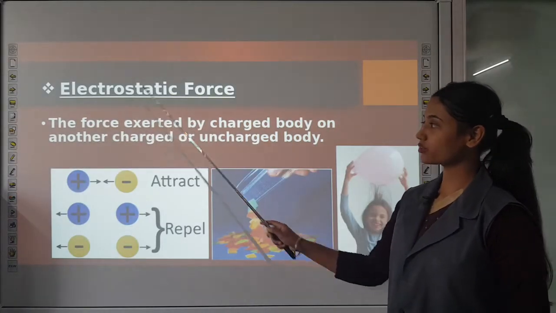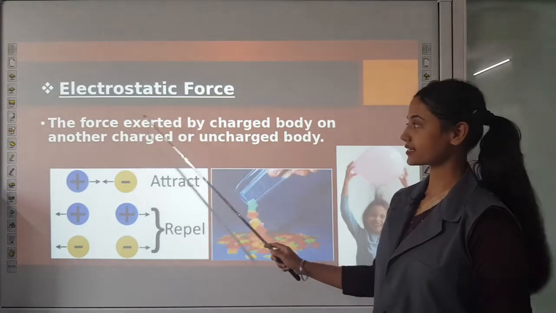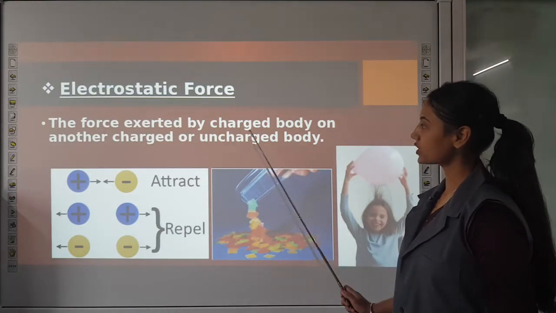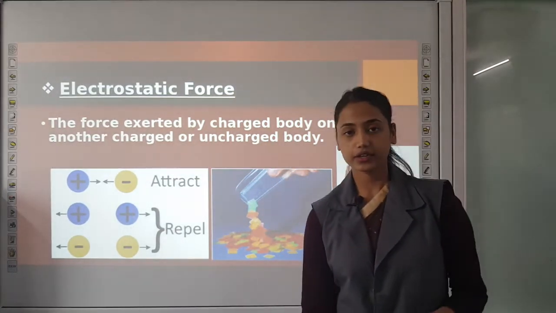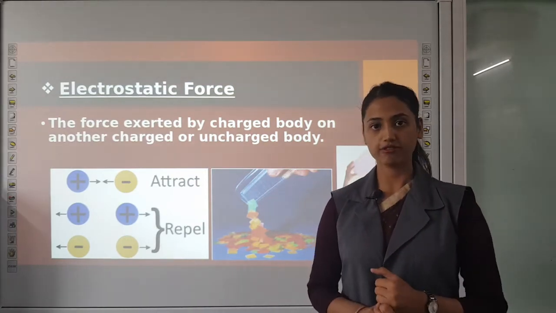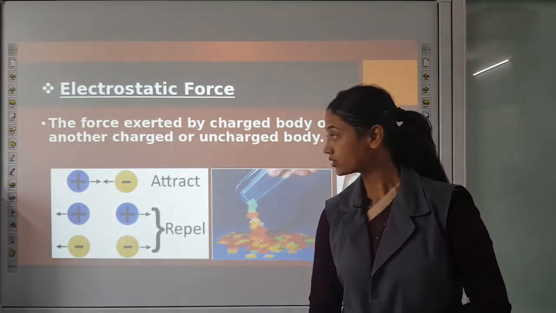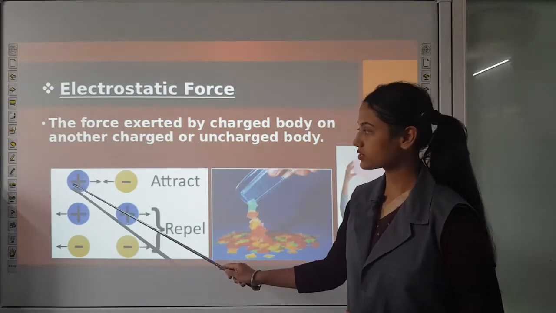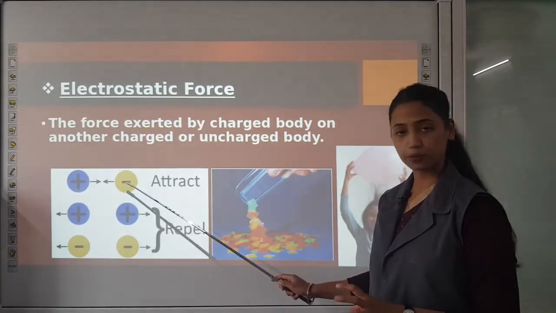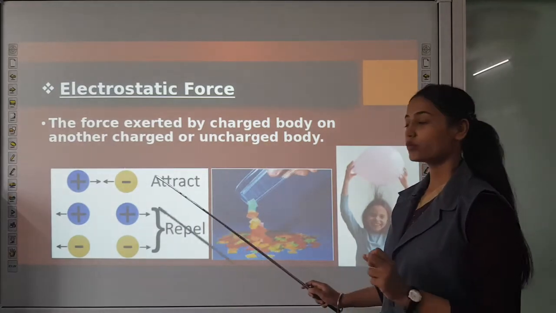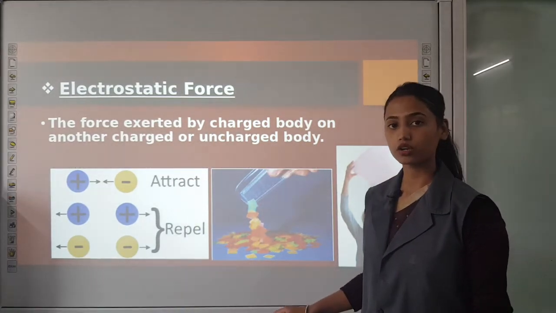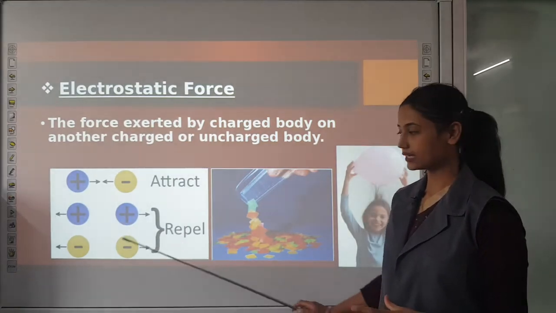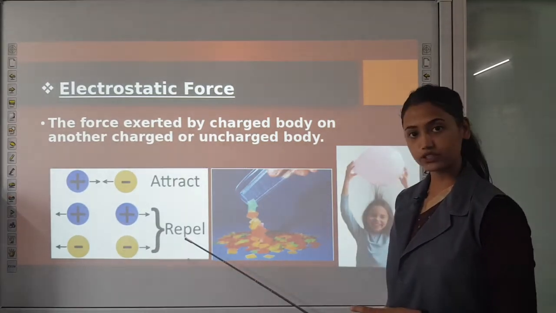Then there is electrostatic force, the force exerted by a charged body on another charged or uncharged body. There are two types of charges, positive and negative charge. Opposite charges always attract each other. Here you can see positive and negative. Opposite charges always attract, whereas similar charges always repel. Positive and positive will repel. Negative and negative will repel each other.